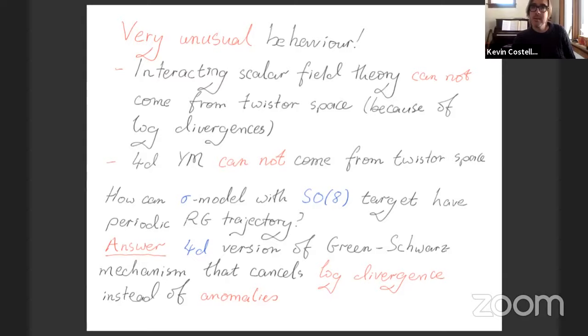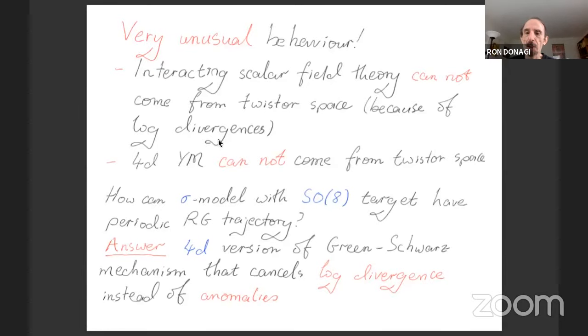Okay. Any more questions? There have been a lot of questions about why SO8. So Andrey Losev is asking if it's possible for the anomalies also to cancel at higher loops for other groups like E8. Do you know that they don't? Okay, that's a really good question. I don't know that they don't. I also don't know that they do.